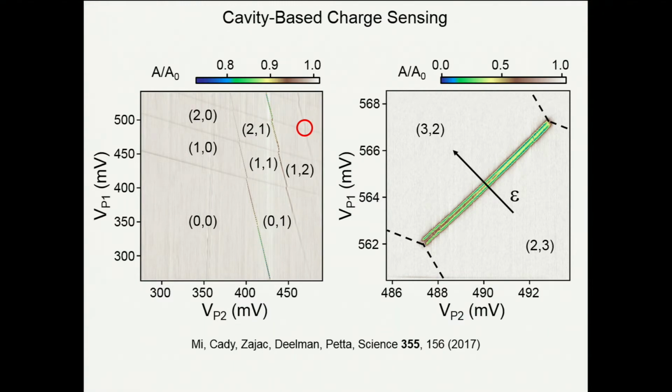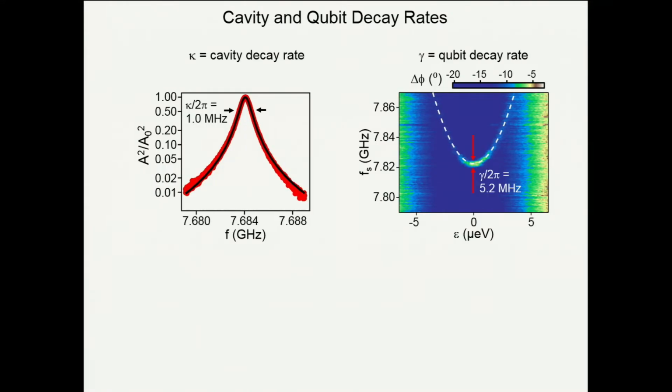Now we can zoom in on an interdot charge transition, the red circled one here, and take a closer look at how the device performs. This is a plot of the transmission through the cavity. We can measure the cavity loss rate. It's about a megahertz. This is the qubit transition frequency. We can measure the line width of our charge transition in this device. It's about 5 megahertz. And the question is, is it good enough?